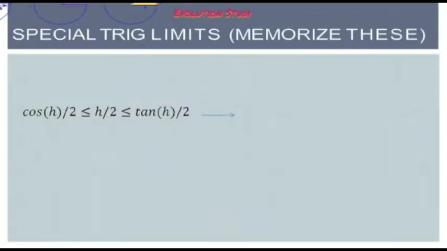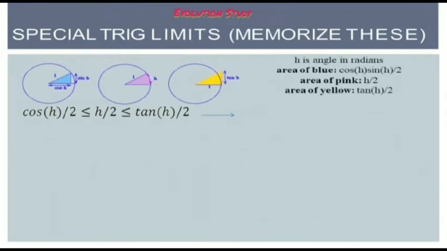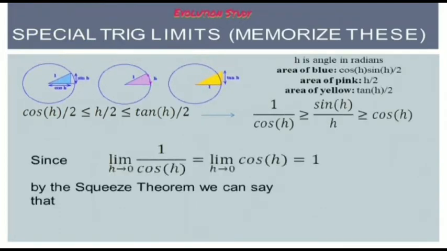Now let's learn some special trig limits, and we need to memorize these as well. Cos h divided by 2 is less than or equal to h divided by 2, which is less than or equal to tan h divided by 2. Here h is an angle in radians, the area of blue is cos h sin h divided by 2, the area of pink is h divided by 2, and the area of yellow is tan h divided by 2. The above equation means 1 divided by cos h is greater than or equal to sin h divided by h, which is further greater than or equal to cos h.